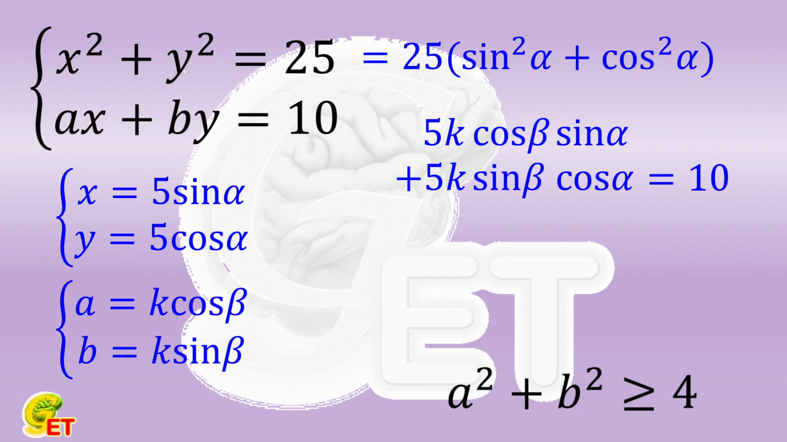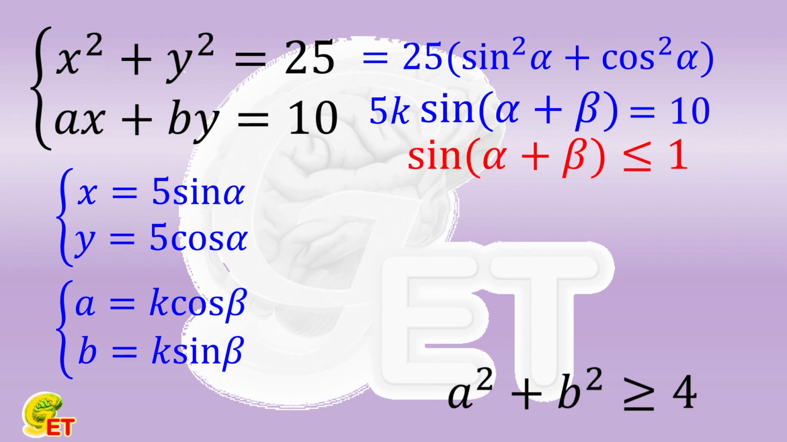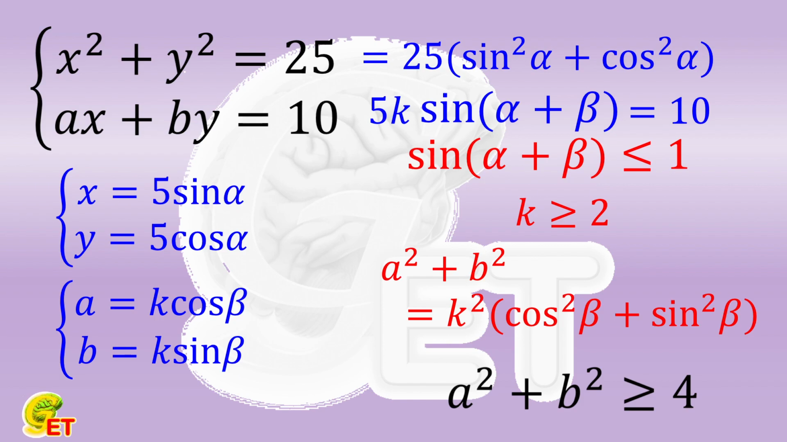The left side of the equality can be written as 5 times k, multiplied by sine of alpha plus beta. The sine of any angle cannot be bigger than 1. So 5 times k cannot be smaller than 10. That is, k is not smaller than 2. What about the square of a plus the square of b? It is equal to the square of k multiplied by the square of cosine beta plus the square of sine beta, and it cannot be smaller than 4.